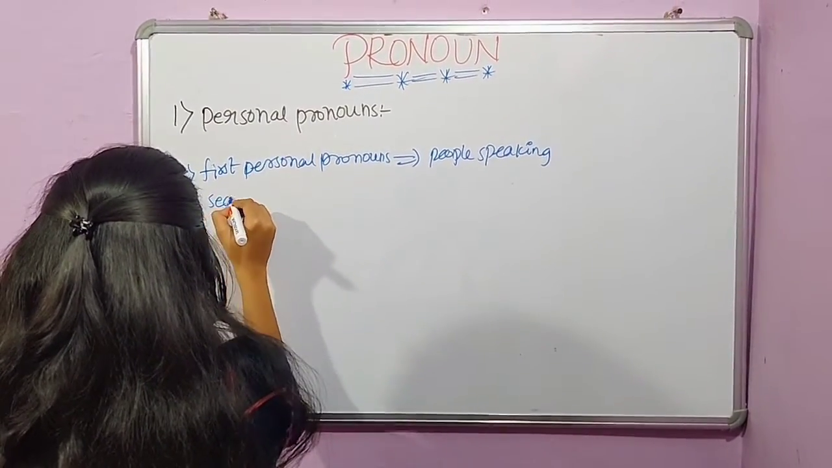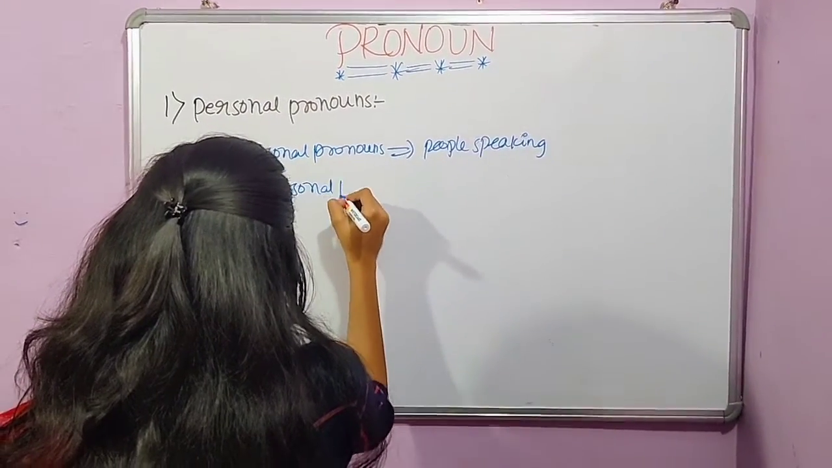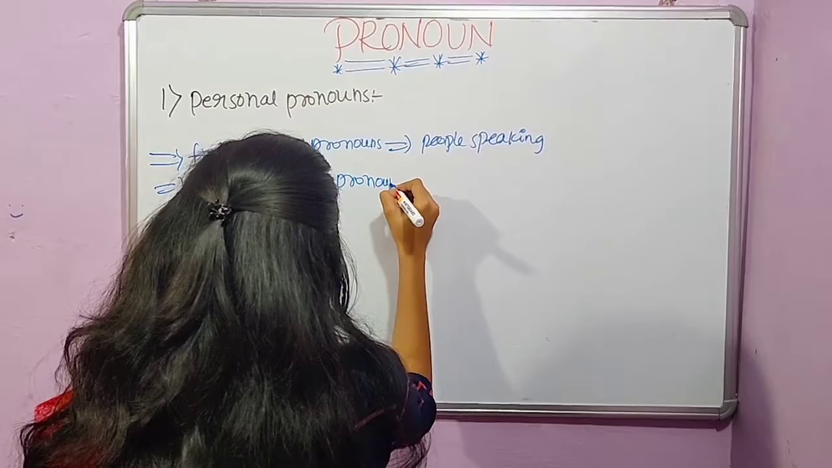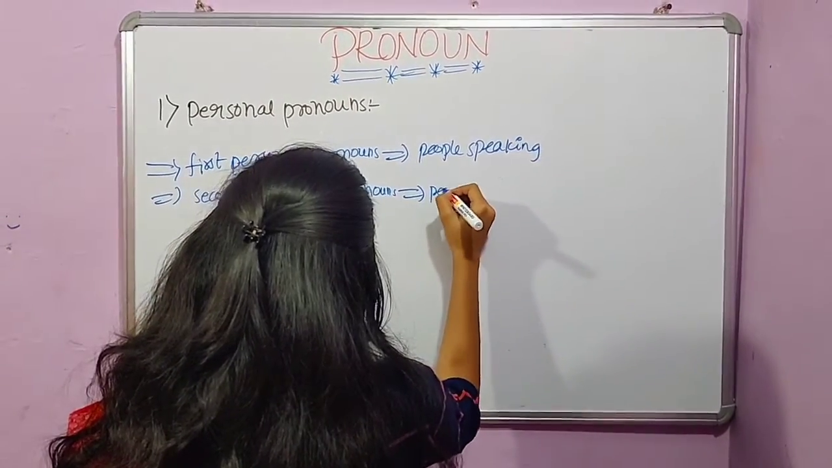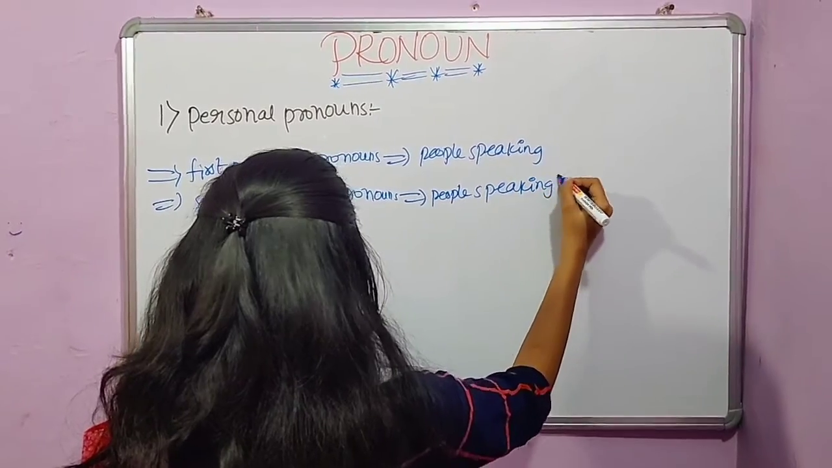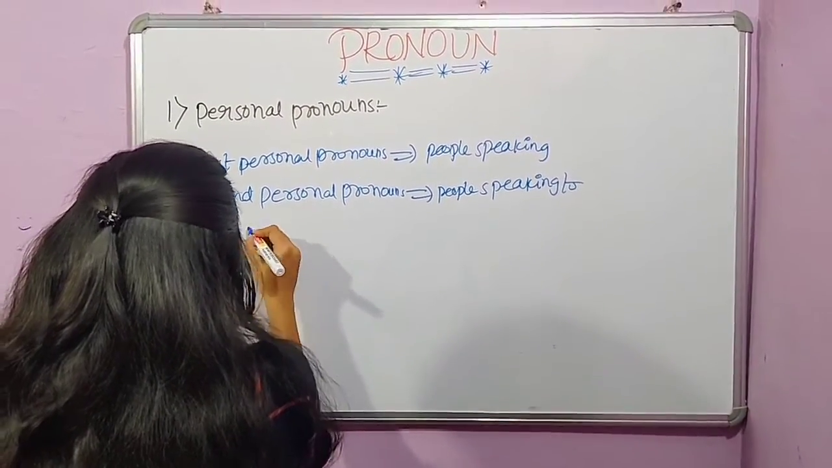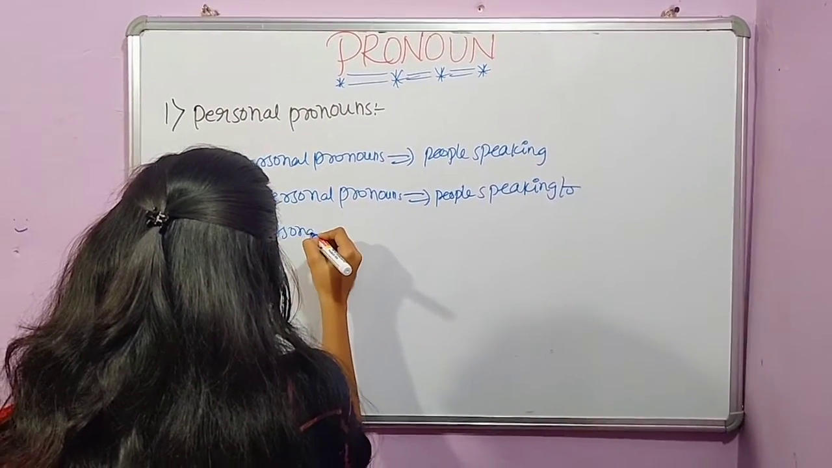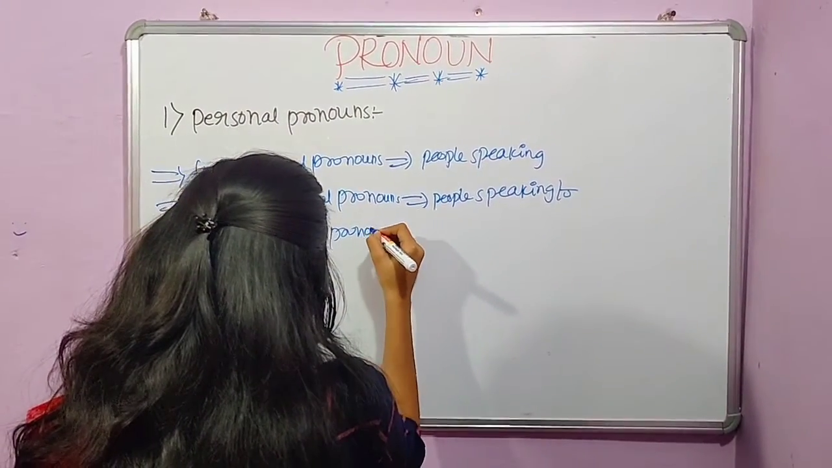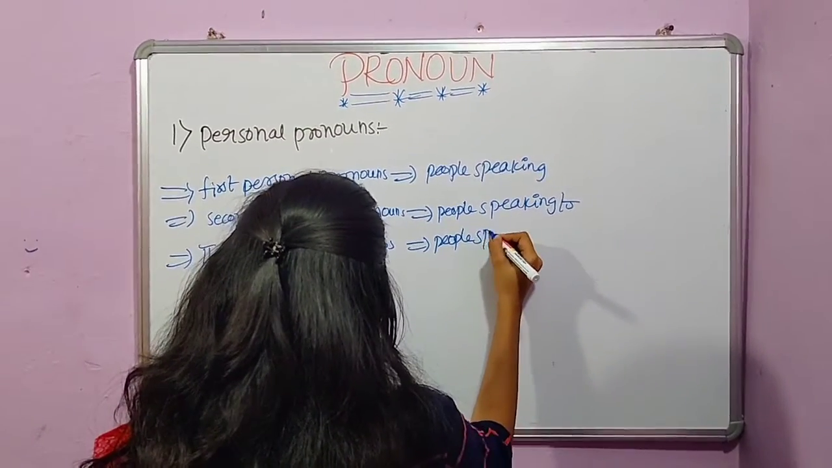Second person personal pronouns refer to the people spoken to. And third person personal pronouns refer to the people spoken of.